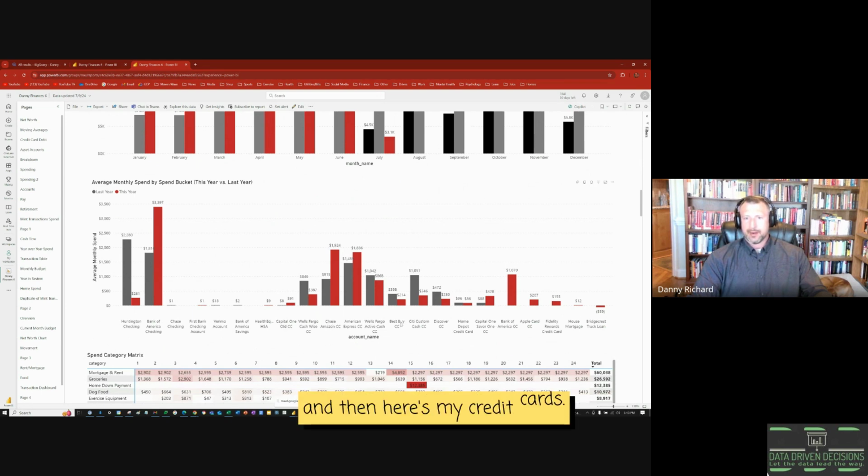And then here's my credit cards. I mostly spend on American Express and Chase. That's my Amazon card. That needs to go way down. I need to stop spending money on Amazon. My Wells Fargo. I'm spending less on my Citi Custom Cash. Here are my new credit cards, my new accounts that I only have as of this year.